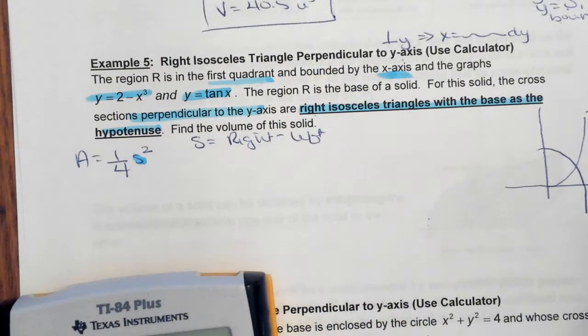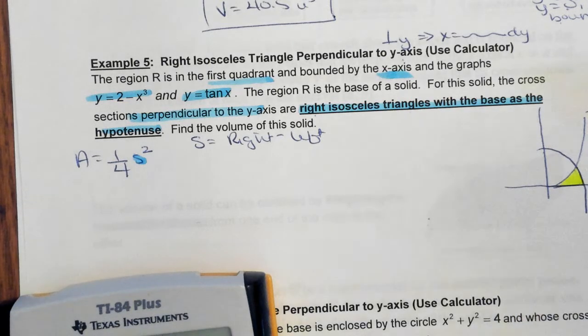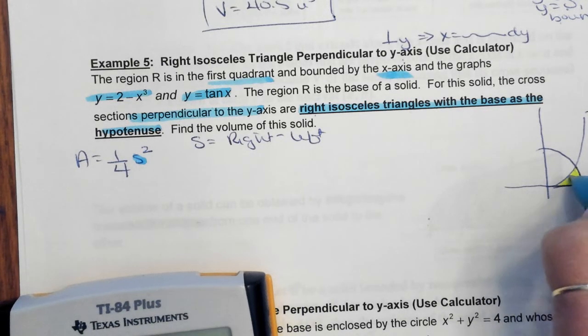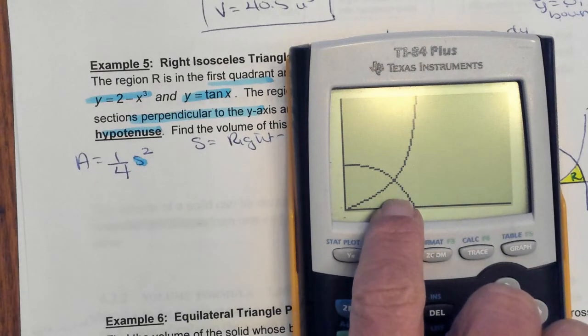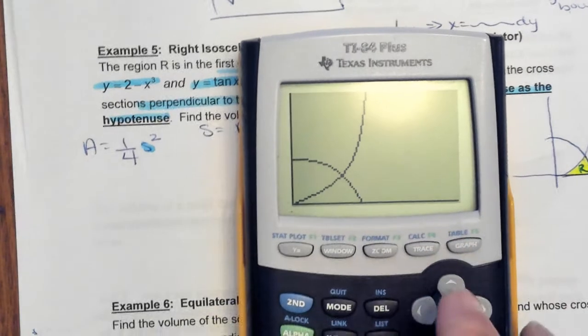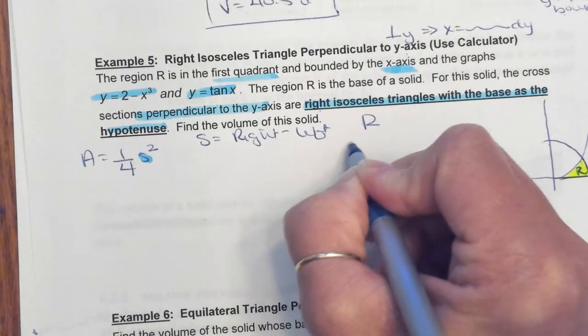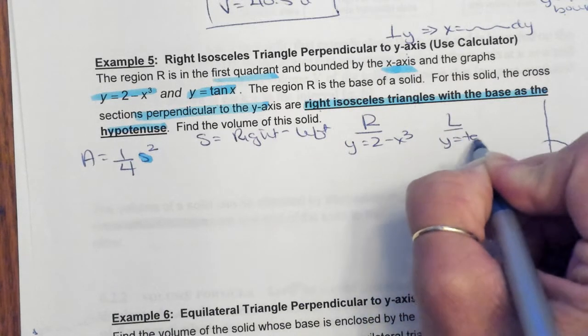And it says that they want, in the first quadrant, oh, bounded by the x-axis, so it's right here. So they're looking for this right here, this region. So that's region R. Okay, so on the calculator they're looking for this. So if I have right minus left, my right is the 2 minus x cubed. So right is y equals 2 minus x cubed, so that means the left is y equals the tangent of x.